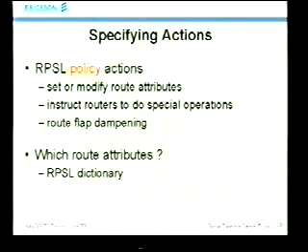Now you can specify actions. You can use them to set or modify route attributes, to instruct routers to do special operations, or to do route flap dampening. Which route attributes are specified in the RPSL dictionary? Okay? As I say, some implementations do not have the dictionary, so you want to check which BGP attributes can be set or modified by an action statement.